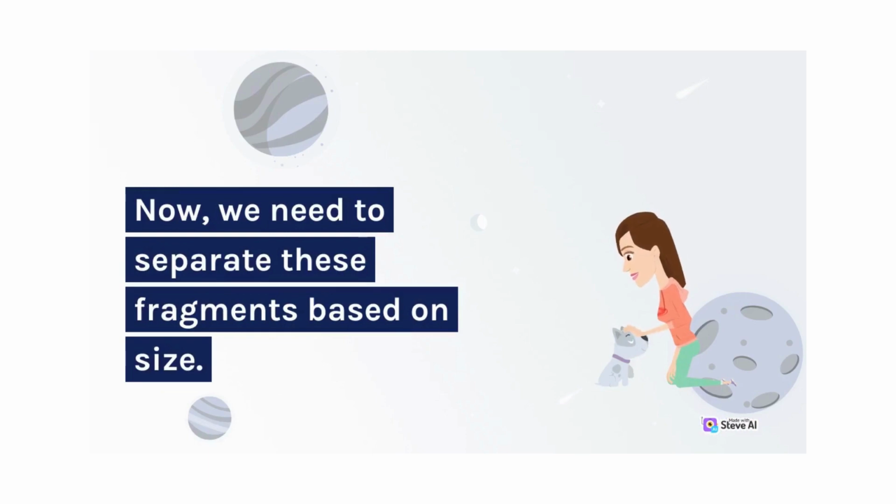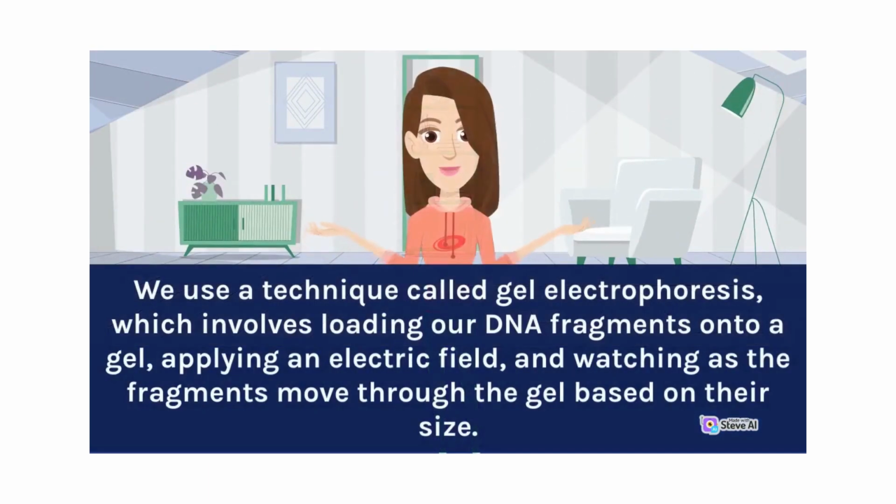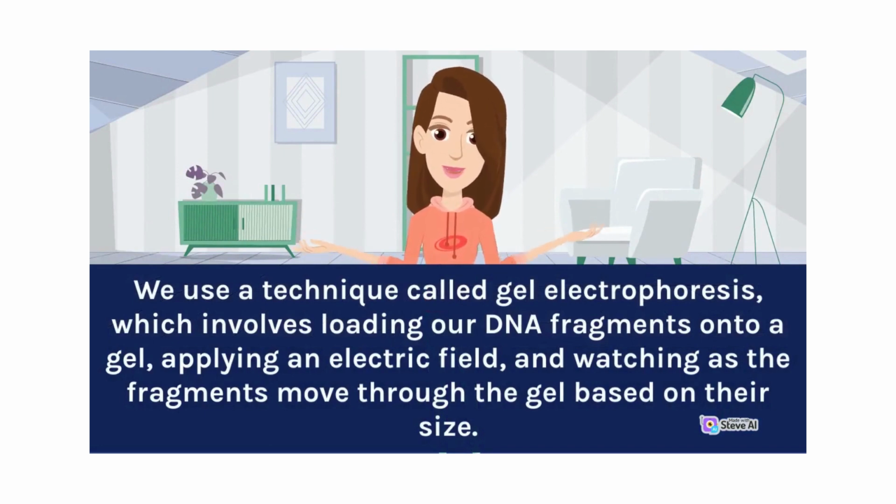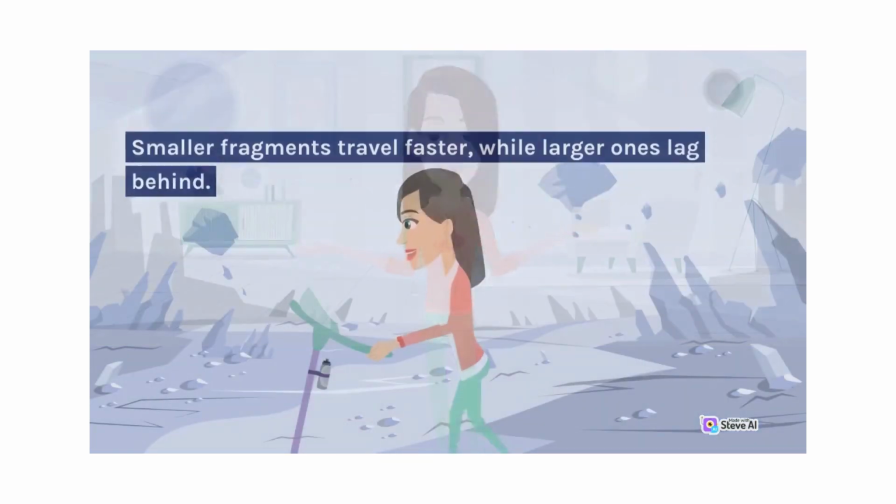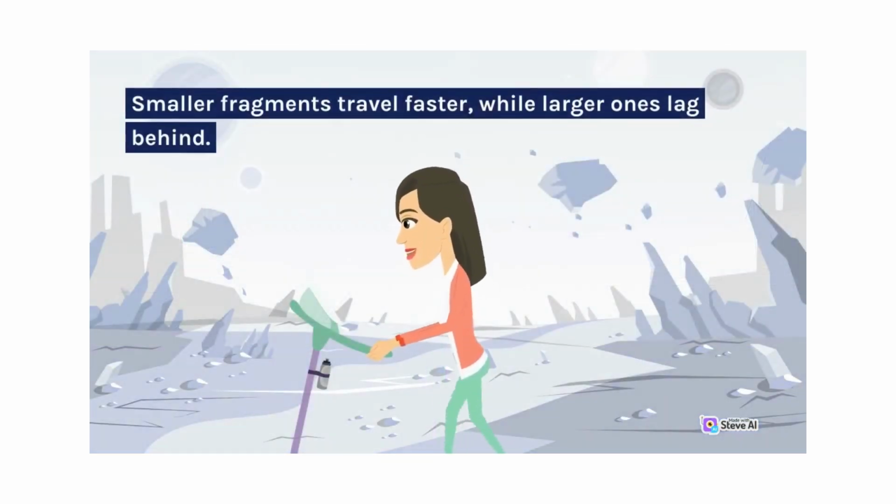Now, we need to separate these fragments based on size. We use a technique called gel electrophoresis, which involves loading our DNA fragments onto a gel, applying an electric field, and watching as the fragments move through the gel based on their size. Smaller fragments travel faster, while larger ones lag behind.